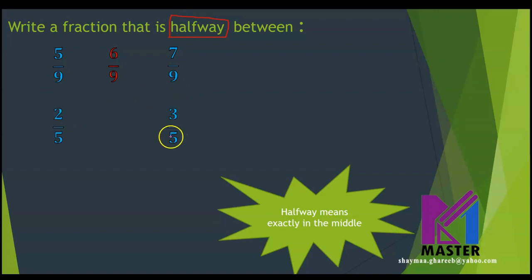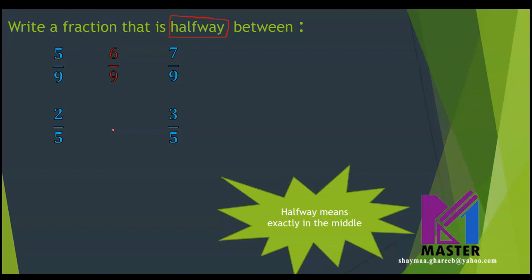What if I have these two fractions, 2/5 and 3/5? No numbers between 2 and 3. And don't say 2.5, because I cannot write a decimal number in the fraction. So I need to think of equivalent fractions.